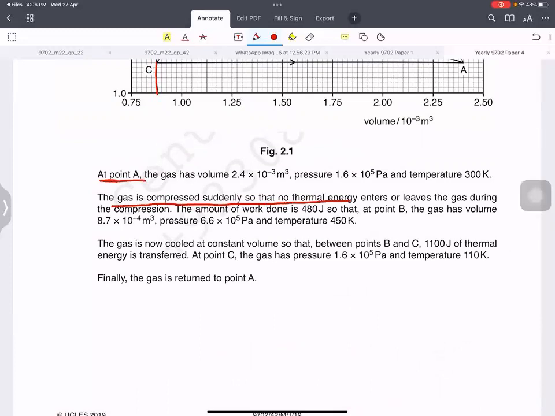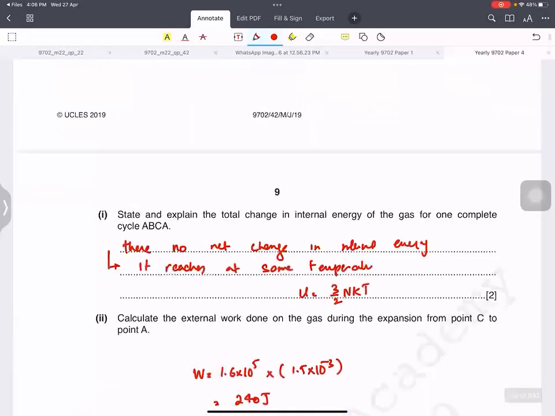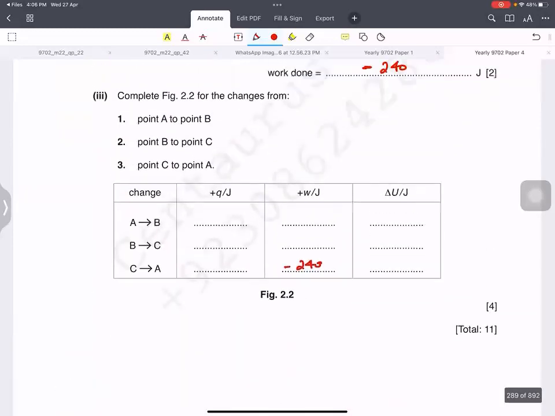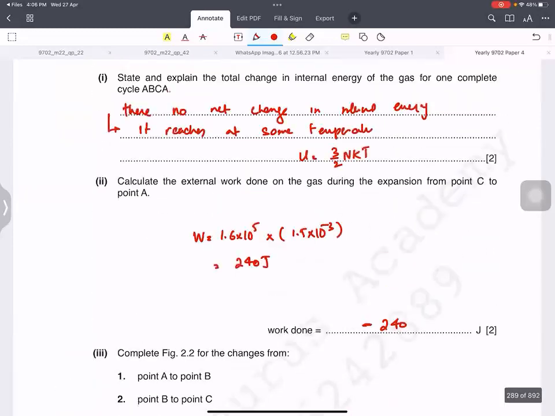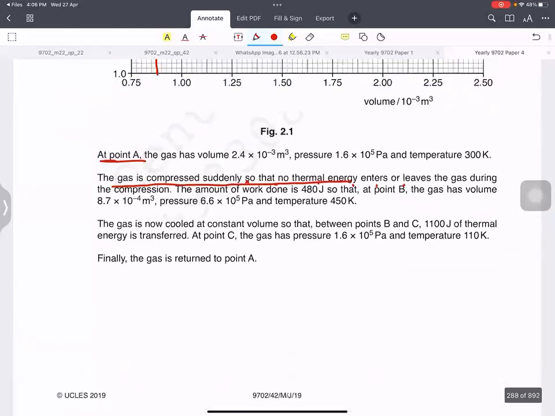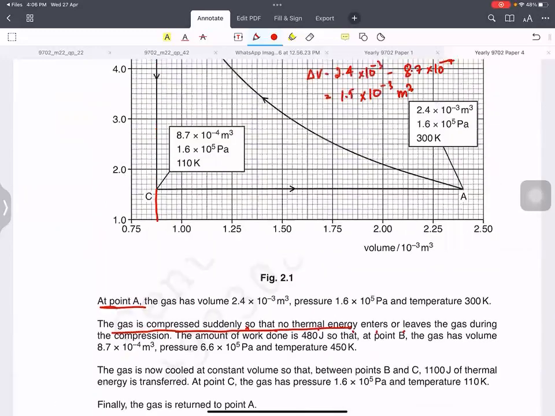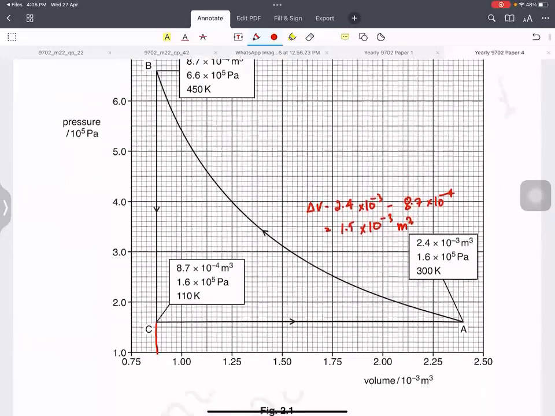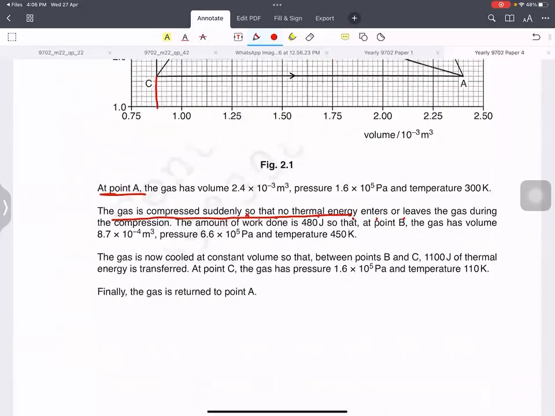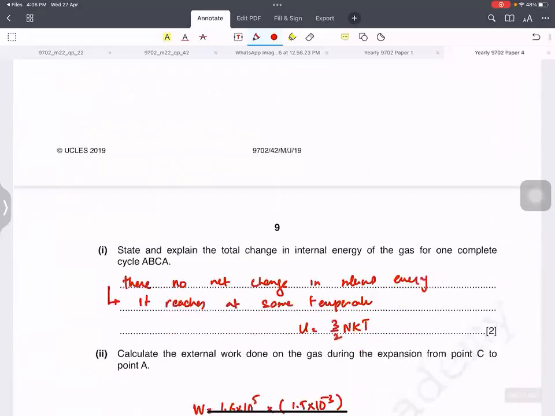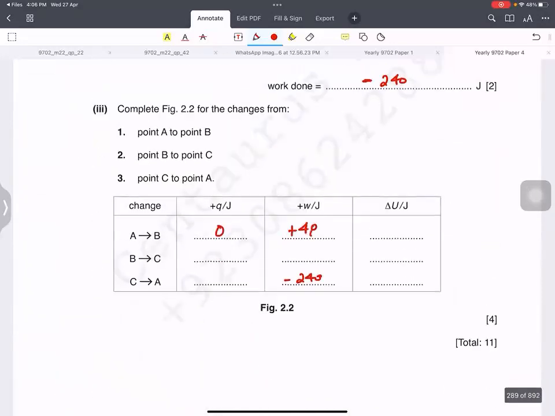So at point A, the gas is compressed suddenly, so no thermal energy enters or leaves. It means that from point A to B, Q is zero. And during the compression, the amount of work done is 480, so A to B, work done is 480, and it is compressed, so plus 480.